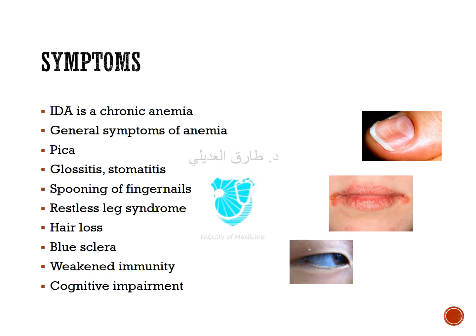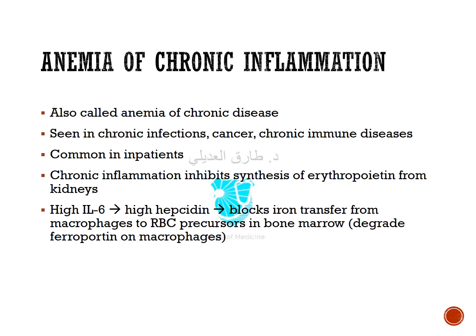The next one is weakened immunity. Remember that iron is important for the immune system. As we said, macrophages store iron and utilize it, and we will talk about this later in the next disease, how the immune system utilizes iron very effectively against microbes. The last one is cognitive impairment. Iron is present in the nerve cells in the brain, and the details of these symptoms are not known now, but if it is severe, it can cause impairment of the cognitive function of the brain.